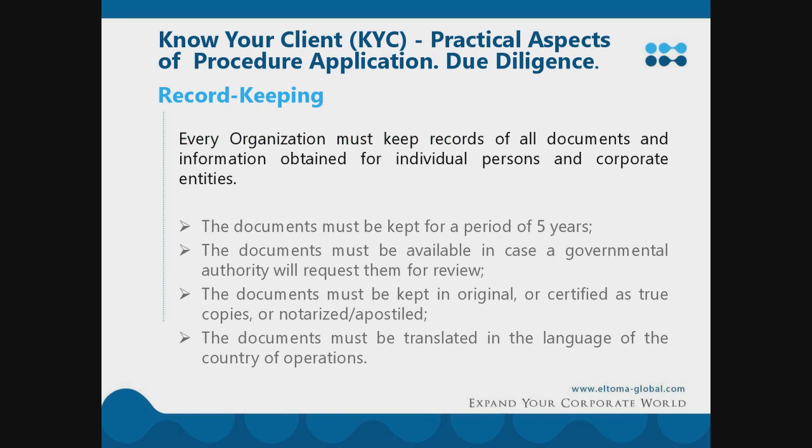Record keeping. It's a golden rule that every organization must keep records of all documents and information obtained from an individual person or company or corporate entities. In general, a period of 5 years is mentioned during which documents must be kept. All documents must be available in case any government authority requests them for review. All documents must be kept in original or certified as true copies or notarized or apostilled, and all documents must be translated into the language of the country of operations, or usually simply English is used.